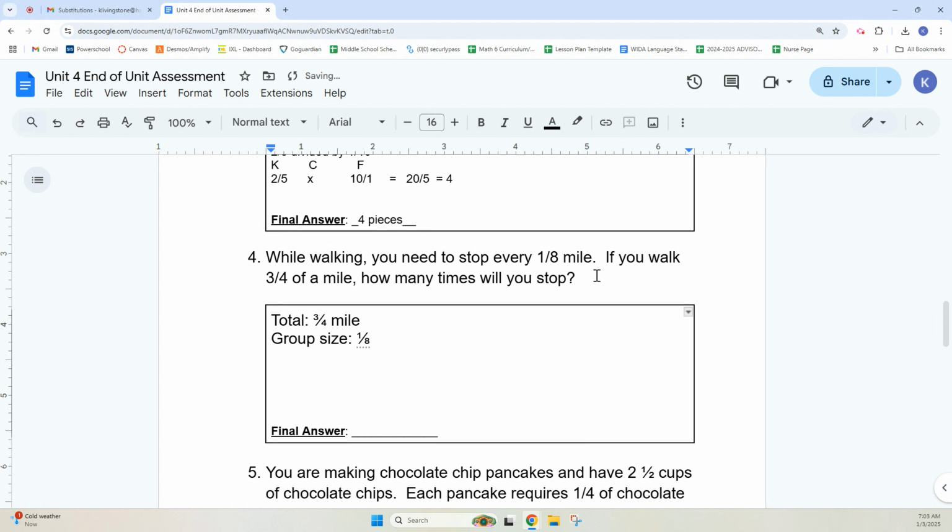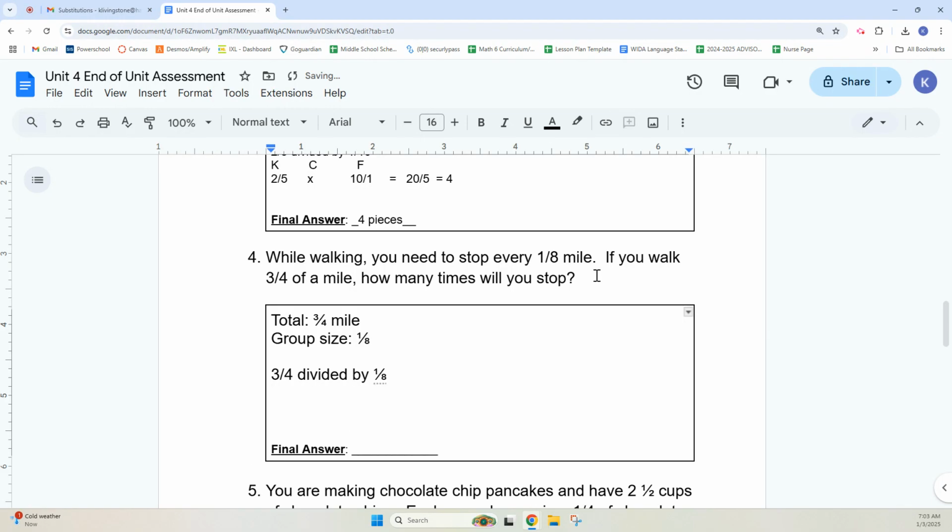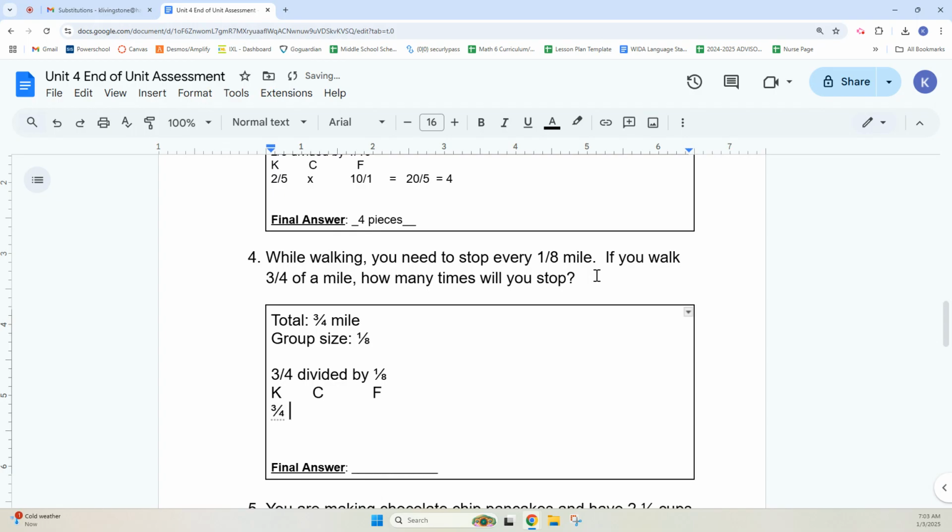So our division sentence, we have 3/4 divided by 1/8. Let's start our keep, change, flip now. 3/4 stays the same. Change to multiplication. 1/8 becomes 8/1.